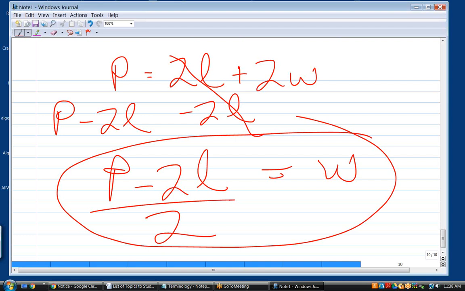Trying to think here what they're looking for in these problems. Let's talk about inequalities.